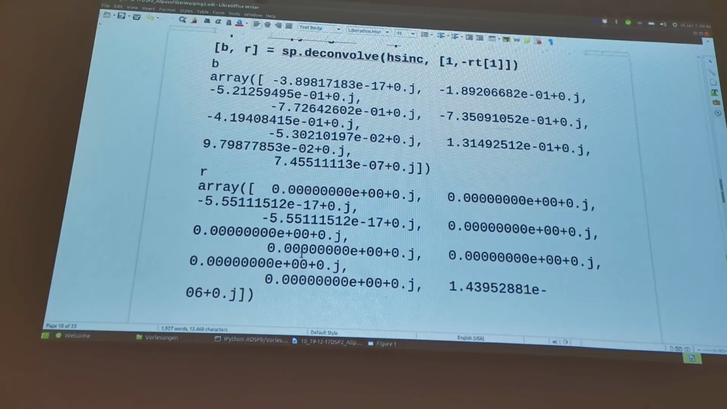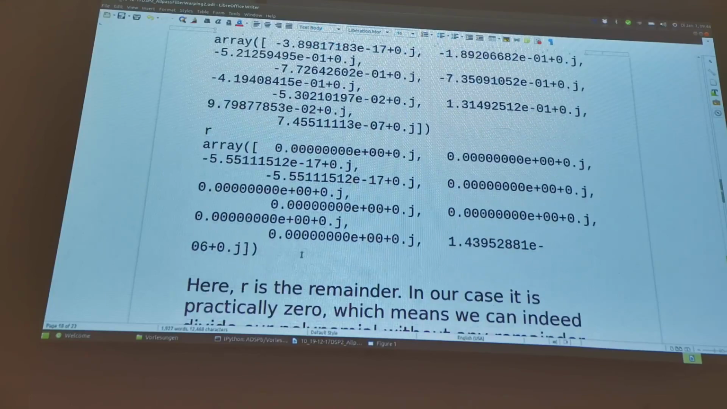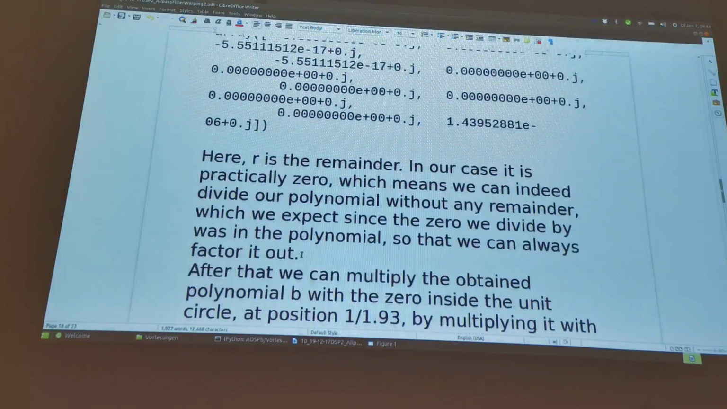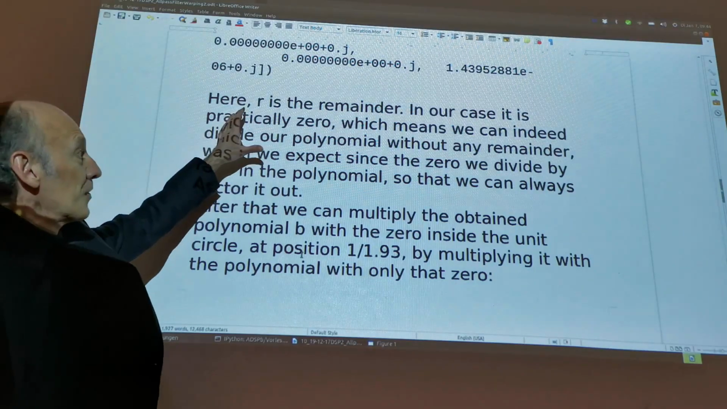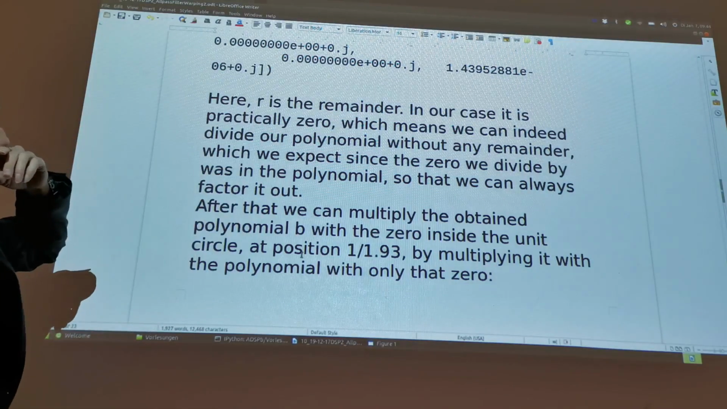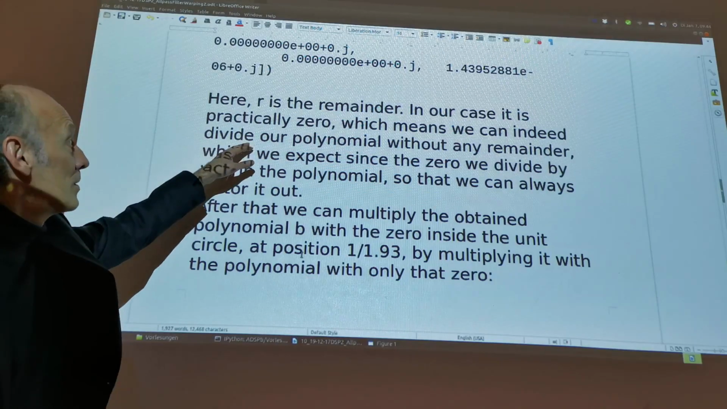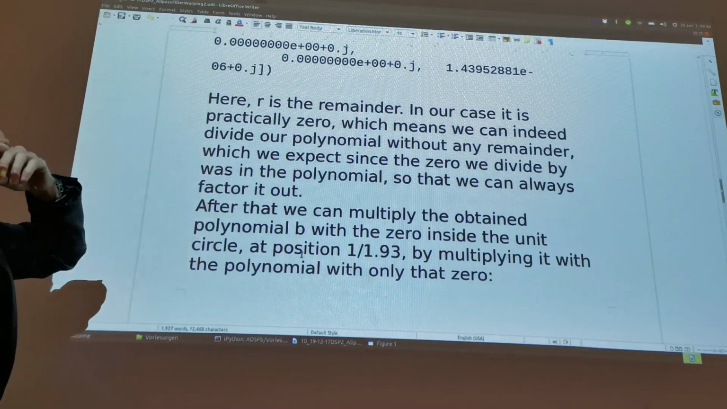So this is also something you always need to keep in mind when you work with numerics. A 0 doesn't always look like a 0, right? It can be a tiny number. Yeah, so this is good enough for us. So the R is practically 0. So it passes our test. So we can indeed divide our polynomial without any remainder.